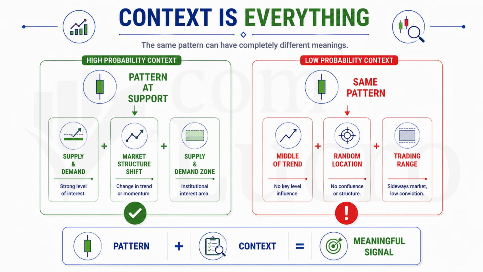Equally important is where a candlestick forms within the overall market structure. A pattern appearing near a major support or resistance level, inside a supply or demand zone, or after a clear market structure shift carries far more significance than the same pattern forming randomly in the middle of a trend or trading range. Context transforms a simple candlestick pattern into a meaningful trading signal, helping you distinguish between potential reversals, continuations, and false setups with far greater confidence.